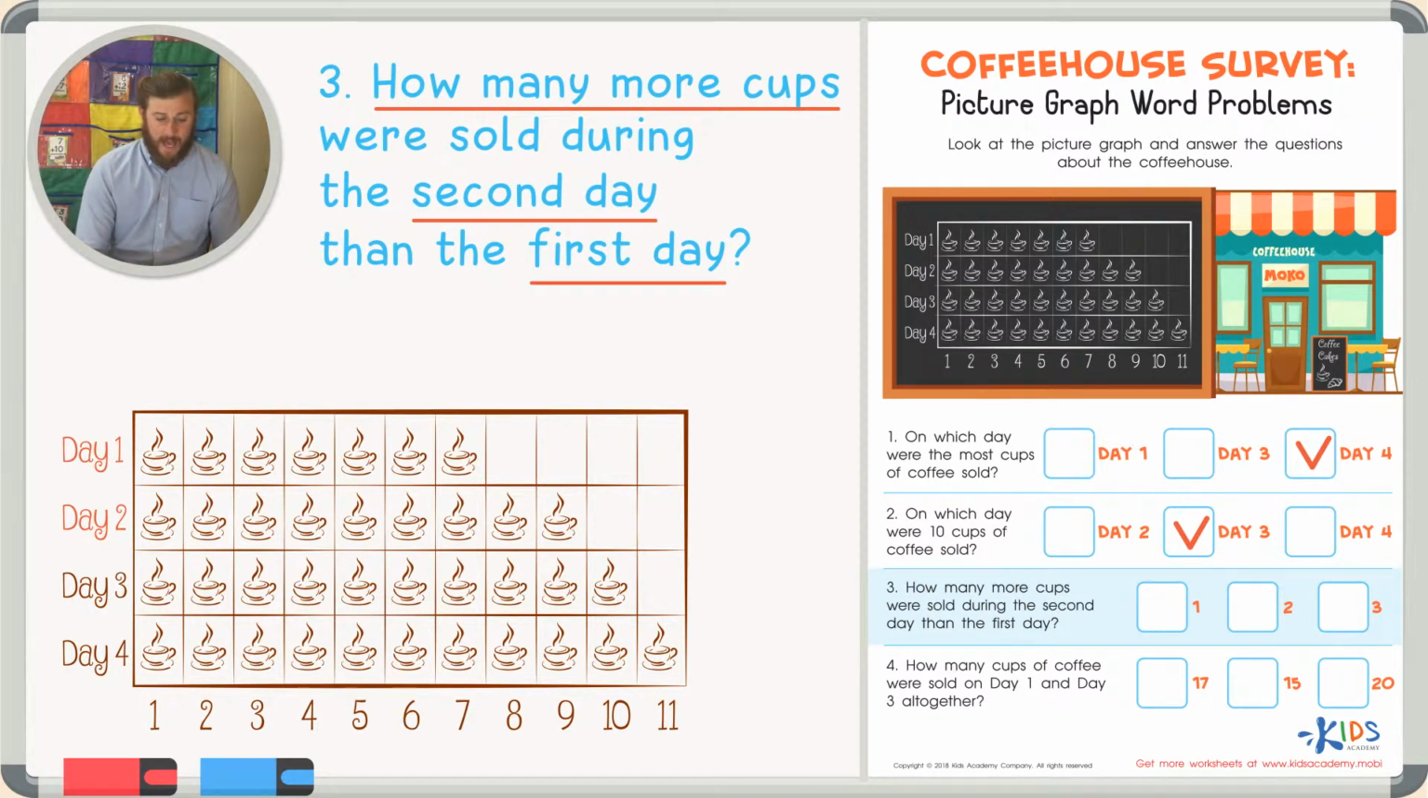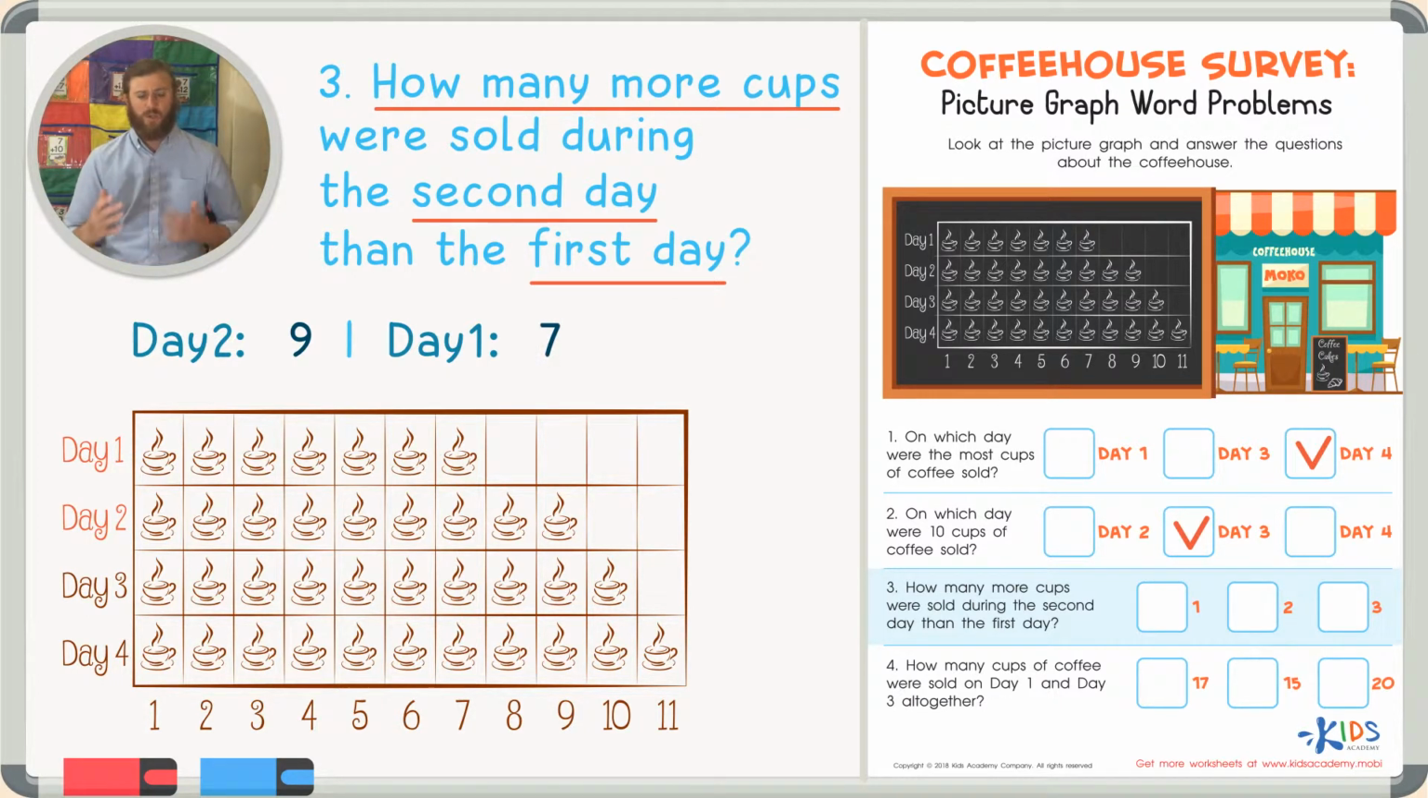So let's see, how many cups of coffee were sold on day 2? On day 2, there were 9 cups of coffee sold. What about day 1? How many cups of coffee were sold on day 1? Well, if we look at day 1, and we remember from our example, I know that there were 7 cups of coffee sold on day 1. So the question wants to know how many more cups of coffee were sold on that second day. Well, to figure out how many more, we're going to have to subtract. We can subtract 7 away from 9. So let's go ahead and count up from 7. 7, 8, 9. So there were 2 more cups of coffee sold on the second day than the first day. Let's go ahead and check 2.